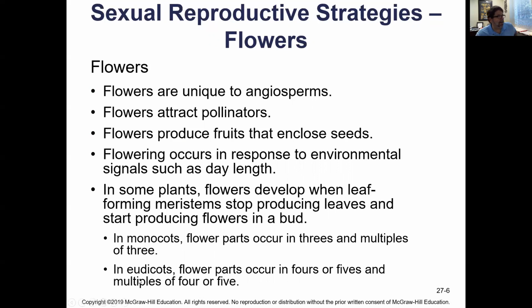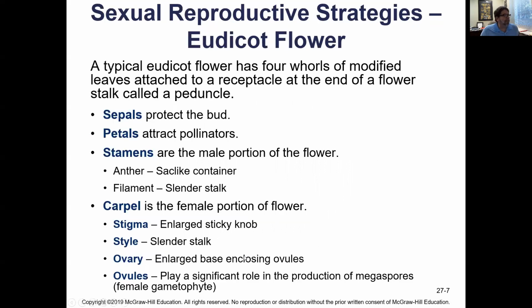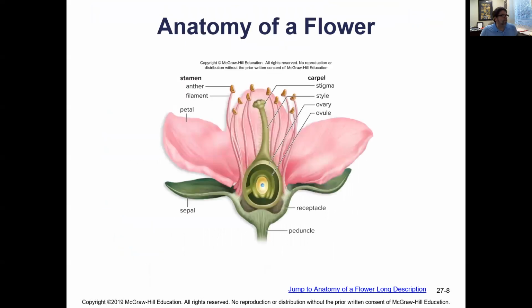Monocots, we talked about the two groups of these, and dicots, the two groups of the angiosperms. Monocot flowers have parts in multiples of 3, the dicots in multiples of 4 or 5. That can be seen in the next couple of pictures here. Let's go to the picture.